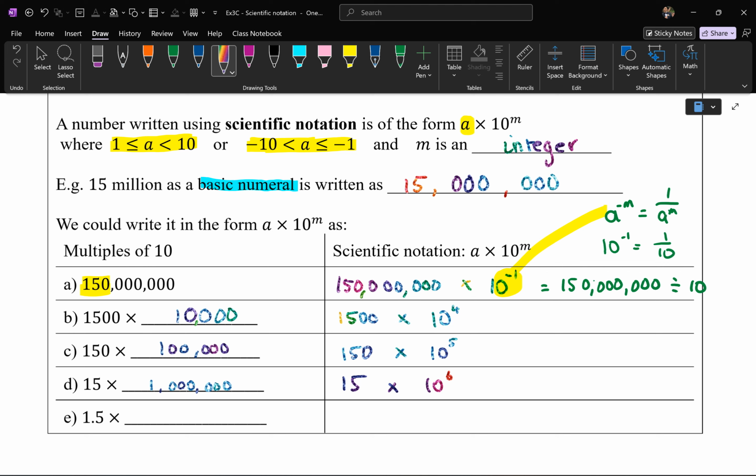That's not the integers though. Oh, no, M is an integer. M is an integer, but A can be between 1 and 10. So in this case, it'll be 1.5 times, and it would be 10 million. 1, 2, 3, 1, 2, 3. That's 7 zeros to make 15 million. So hence it's 1.5 times 10 to the power of 7.